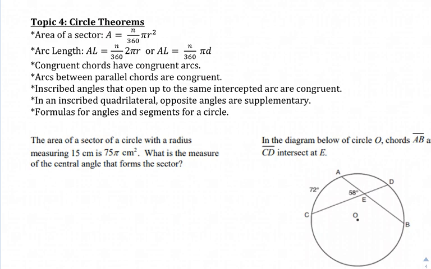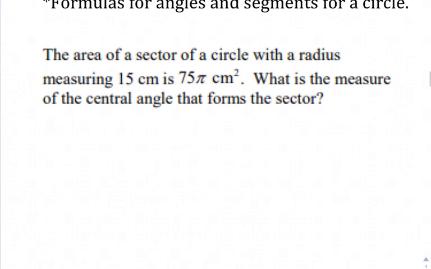And then in addition, you need to remember all your formulas for angles and segments in a circle or outside a circle. So I'm going to do one with you, and then I'm going to have you try the next one. So this one says the area of a sector of a circle with a radius measuring 15 centimeters is 75 pi.